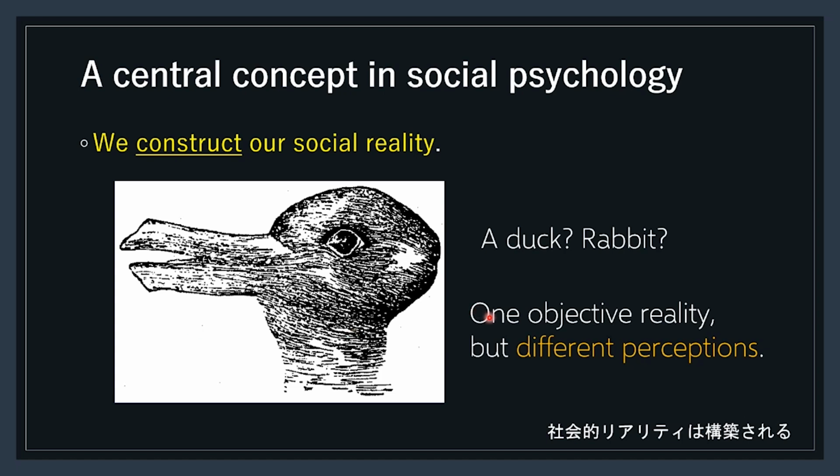So what this means is that there is one objective reality, right? So it's the same line drawing for all of you. You are viewing this one single picture. But how you interpret the image may be different from person to person. So in other words, there is one objective reality, but different perceptions exist.